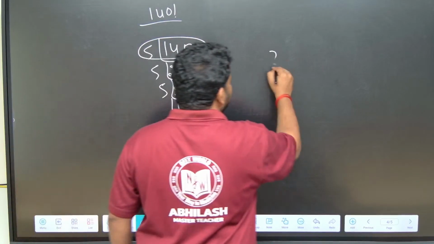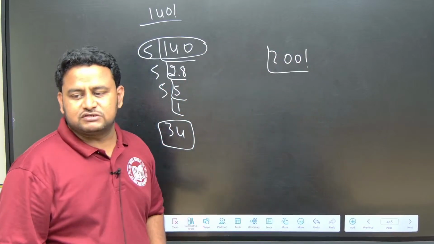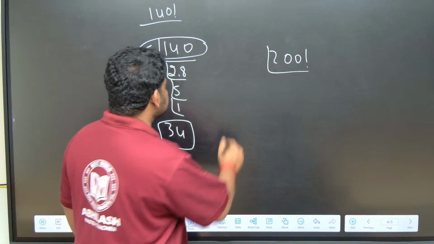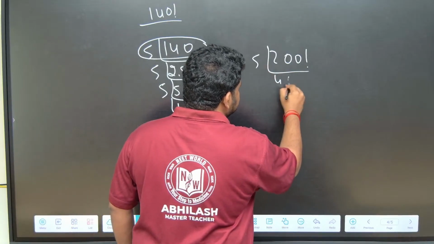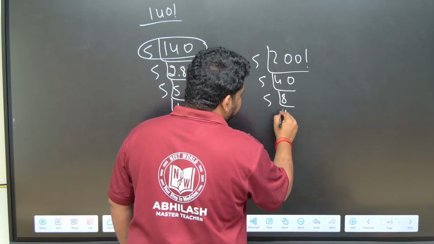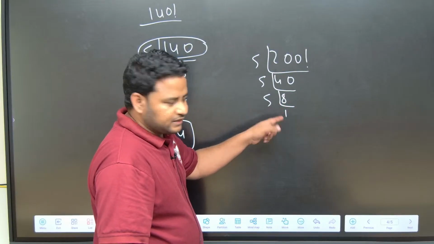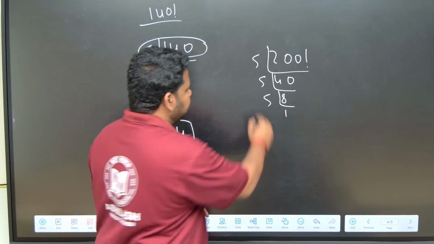Suppose I give 200 factorial. Find the number of zeros at the end of 200 factorial. How to solve this? I can write it as 5 4s are 20, 0 is there. Okay. 5 8s are 40. Okay. 5 1s are 5. Below 1, I cannot divide by 5. Okay. 5 1s are 5, that is final, that is done.